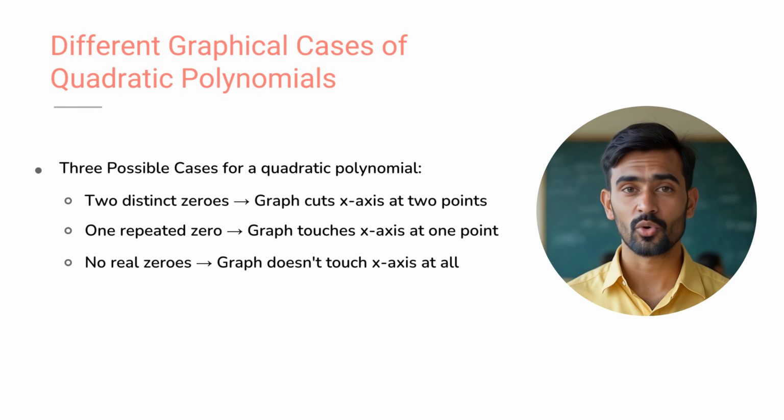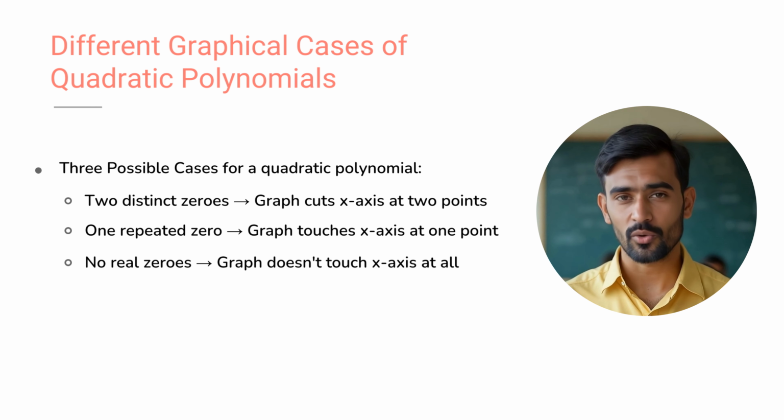Now let's explore what can happen with quadratic polynomials graphically. We've already seen a case where the graph cuts the x-axis at 2 distinct points. That means 2 distinct real zeros. But what if it touches the x-axis at just 1 point? That means there is only 1 zero and it is repeated. We call it a double root.